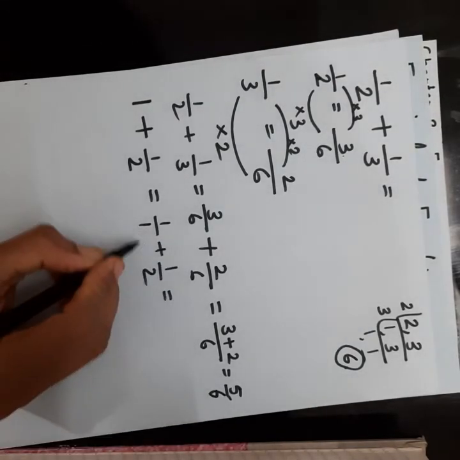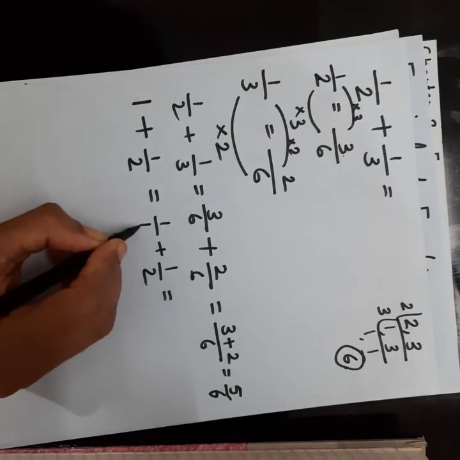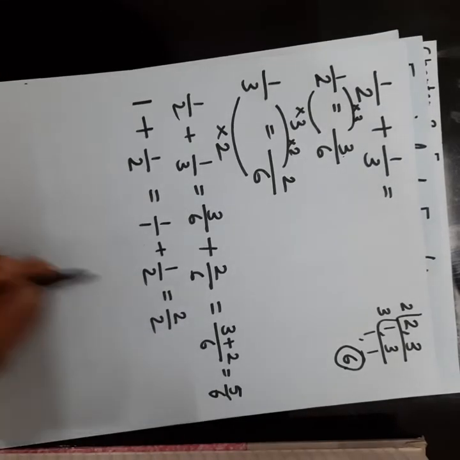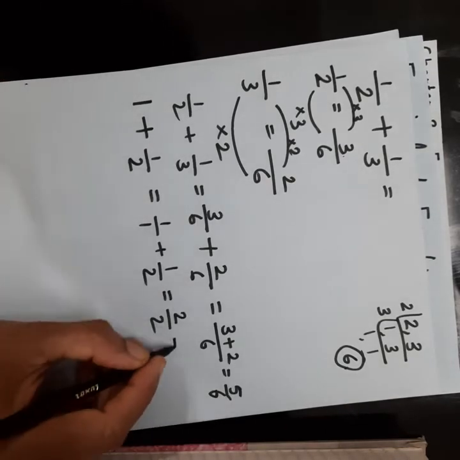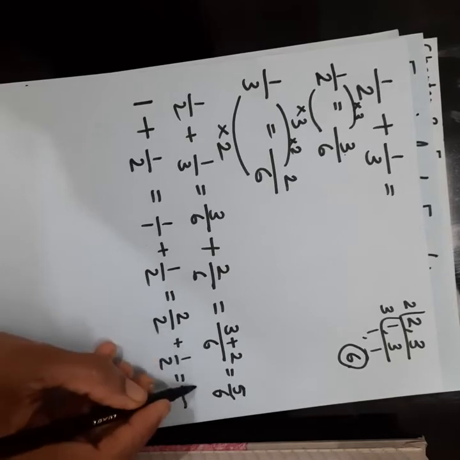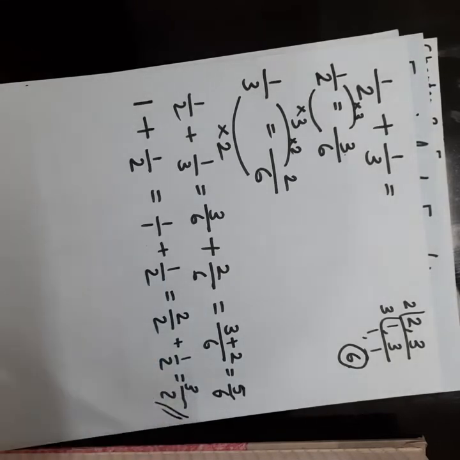Equal to, here the denominator is 2. Can we make the denominator here also 2? Yes. How? 2 by 2. When we make it 2 by 2, it is 2 by 2 plus 1 by 2. Now the denominators are same. So 2 plus 1 is 3 by 2 is the answer.